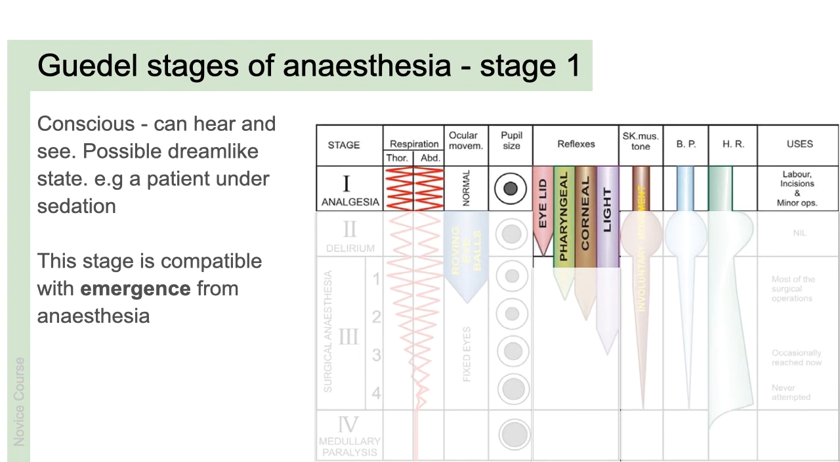So these are patients who we might come across in that stage of analgesia, on light sedation, having very minor procedures under local anaesthetic, where we may not really even have administered any hypnotic agents at all. Or they might be having Entonox for the purposes of labour. We're talking about that level of consciousness. This is the stage that we want to get a patient to when we're looking to extubate, when we're looking to demonstrate that they have emerged from their anaesthesia.